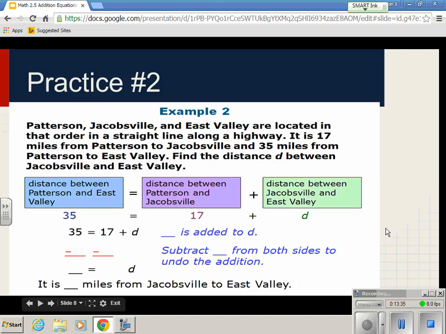So here's a second example. Pause the video, try it on your own, and then come back and we'll do it together. All right, so here we're looking at Patterson, Jacobsville, and East Valley. They're all located on another highway. So it's 17 miles from Patterson to Jacobsville and 35 miles all the way from Patterson to East Valley.